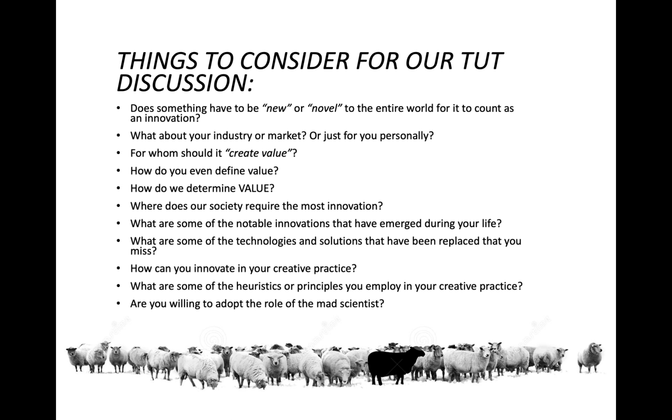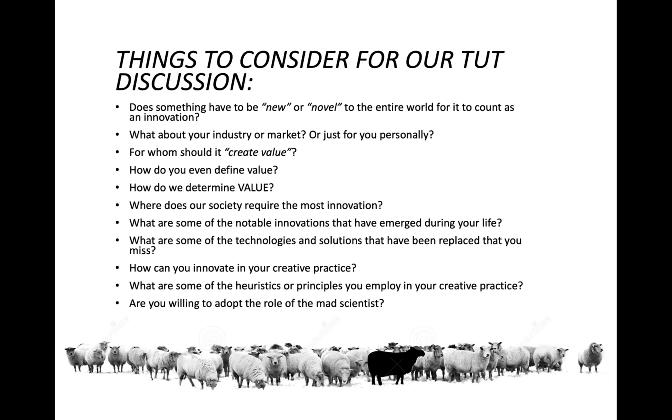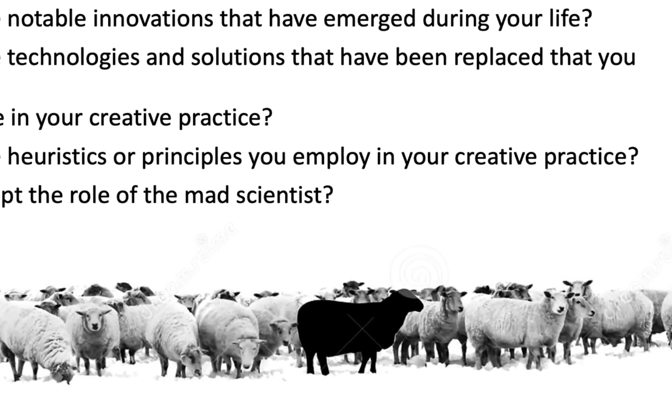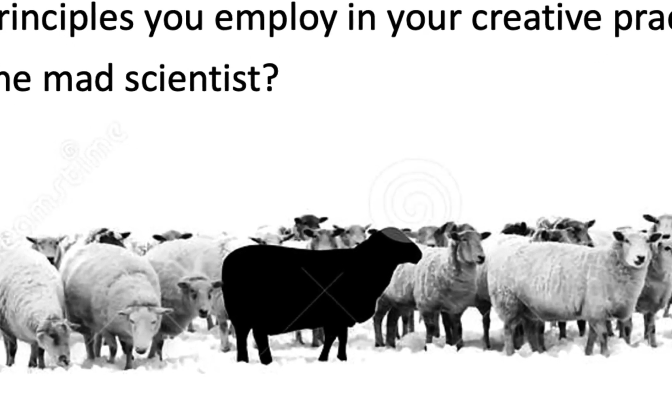And I think the clue or hint here is in the last point I covered regarding limitation and constraints. Could there be some creative constraints that you actually deliberately introduce in your creative practice to unlock some innovation? And then you could also think about whether you are aware of any heuristics that you employ in your creative practice or that guide your decision making. And finally, whether you are willing to adopt the role of the mad scientist and turn against the flock, against the grain, and against the mainstream.